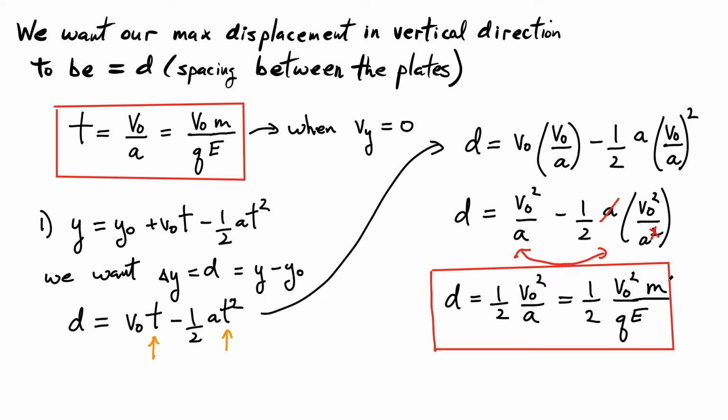So the only unknown now in this problem is, what is V0? So we have to do a little bit of math over here. Just isolate the V0. You bring a couple terms over to the other side, divide by the mass, and then take the square root of everything.